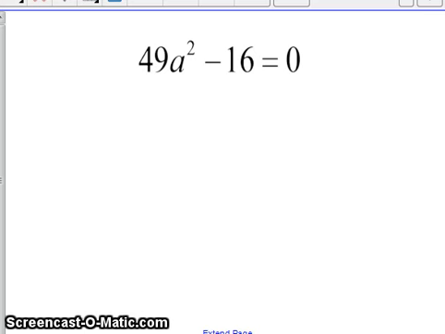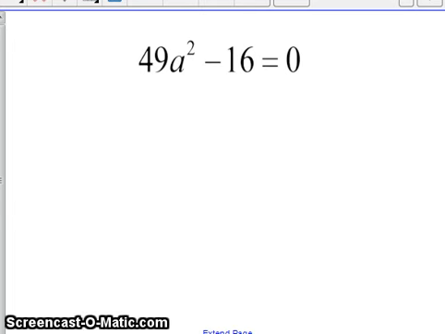This problem has two terms. So which method would I use to factor polynomials with two terms? Difference of squares, good. If it has two terms, it could either be difference of squares, some are difference of cubes. This has a power of 2, that makes it a square. Okay, that's how I'm choosing that.